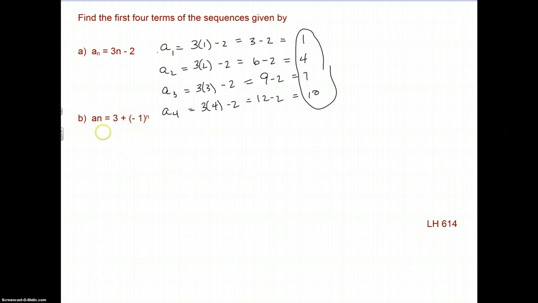Okay, I'm not going to do all 4 of these, but let's practice. This should be a subscript. This should say a sub n equals 3 plus -1 to the n power. So a sub 1 is going to be 3 plus -1 to the first. Well, -1 to the first is -1. So it's going to be 3 plus -1, or 2. Okay, let's do a sub 4. It's going to be 3 plus -1 to the fourth. Now, -1 to the fourth is going to be +1. So this is going to be 3 plus 1, which is 4. Of course, we'd figure out a sub 2 and a sub 3 as well.